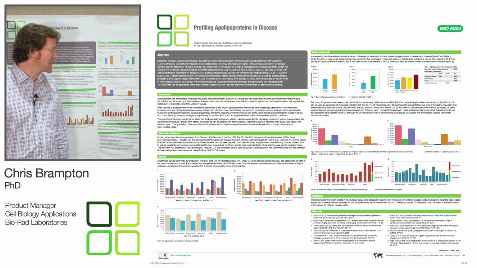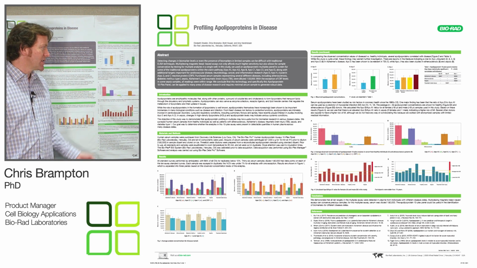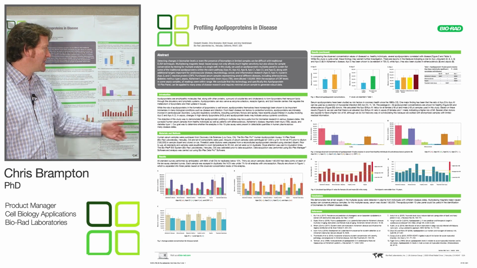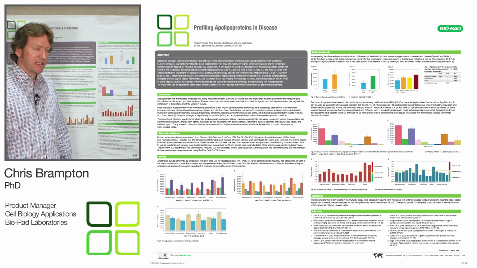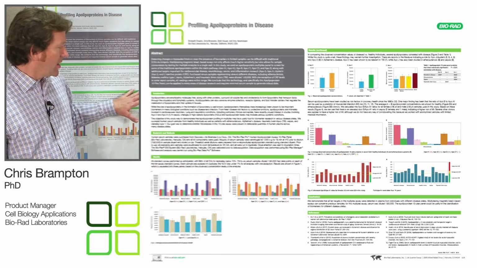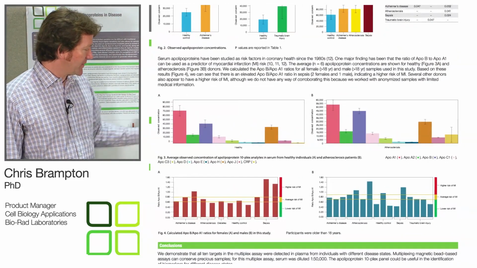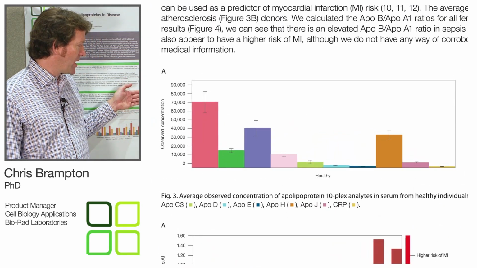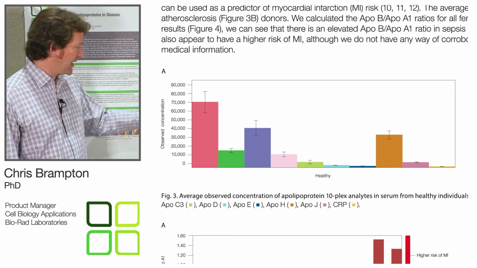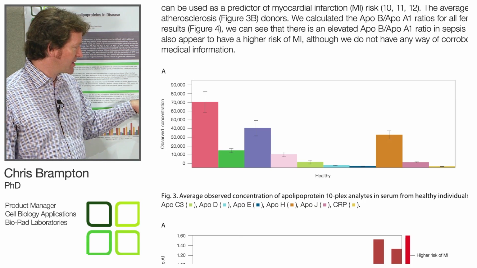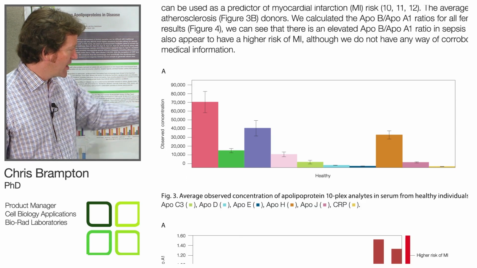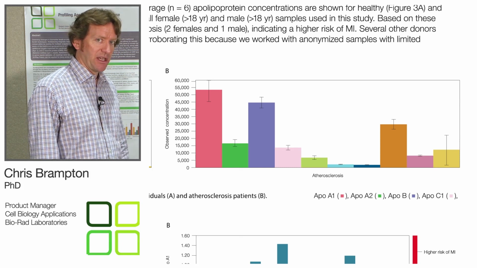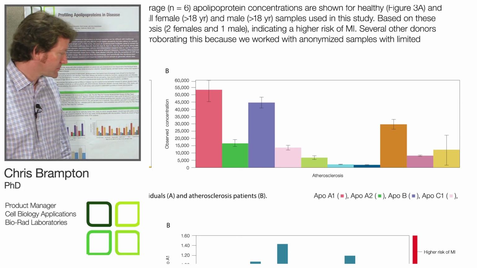Serum apolipoproteins have been studied as risk factors in coronary health for a very long time, and one major finding has been that the ratio of ApoB to ApoA1 can be used as a predictor in myocardial infarction risk. We have divided the panel between healthy and atherosclerosis samples, and in red here we can see ApoA1, the purple bar ApoB. In our healthy set we can see the ratio between the two is quite far apart and much closer in our atherosclerosis sample, as you would expect, these patients having an increased risk of myocardial infarction.